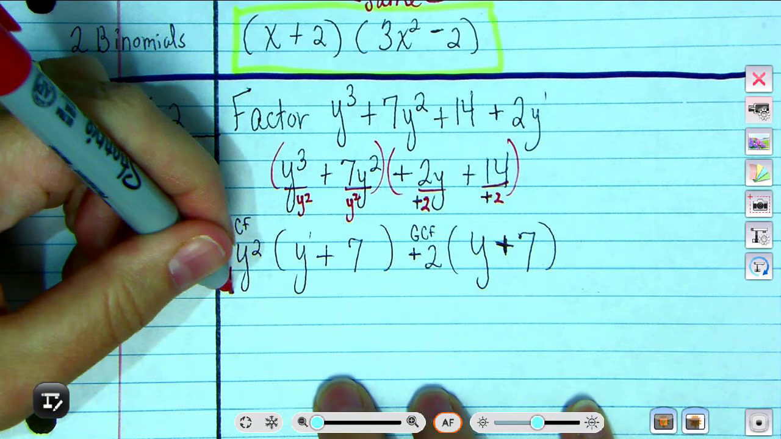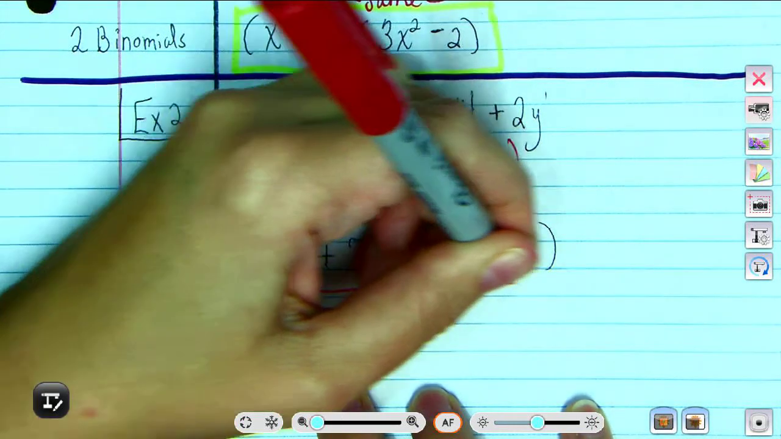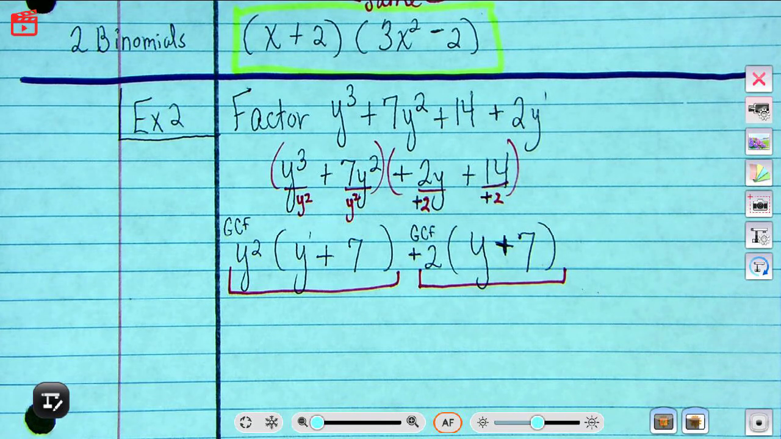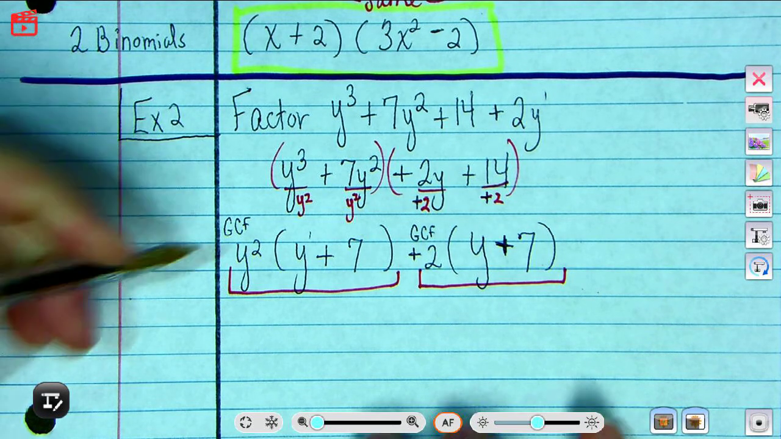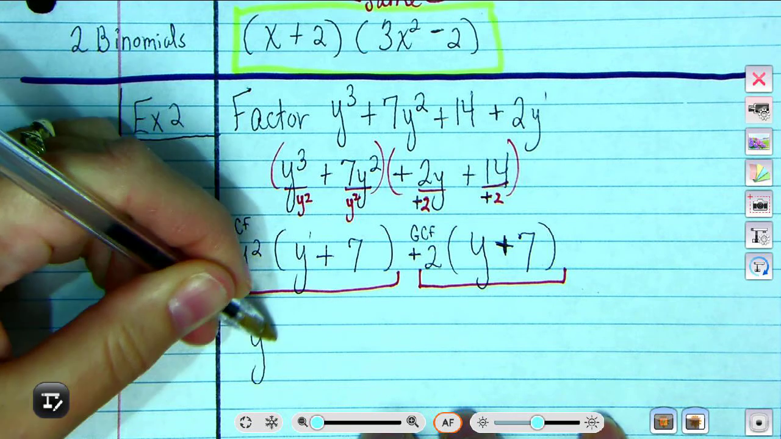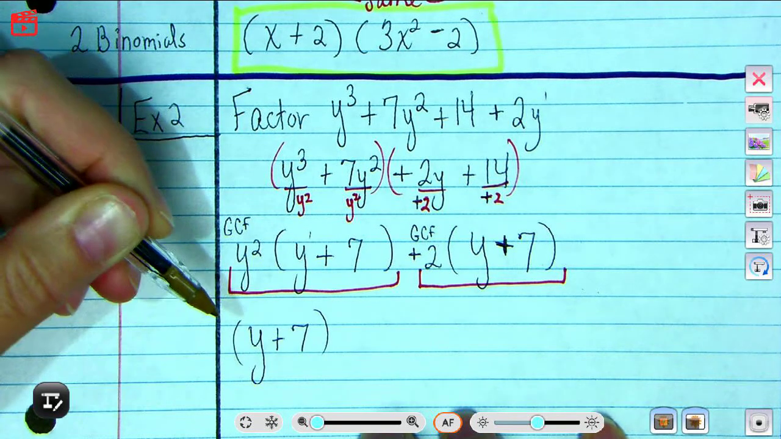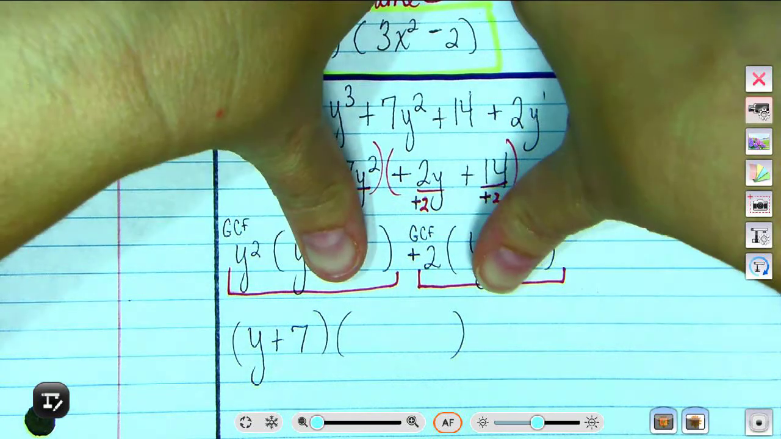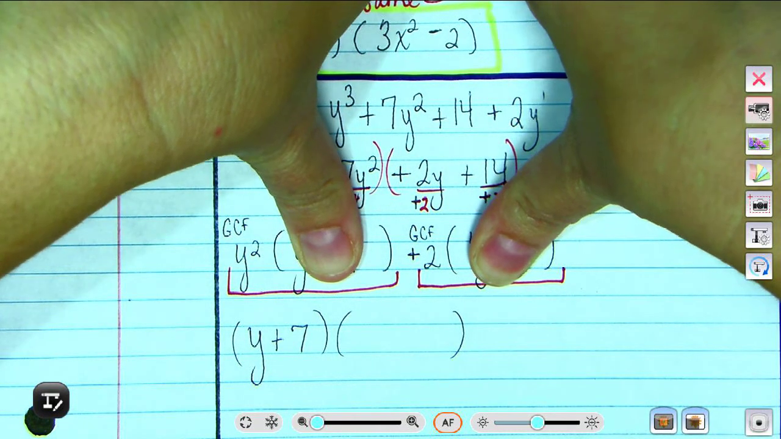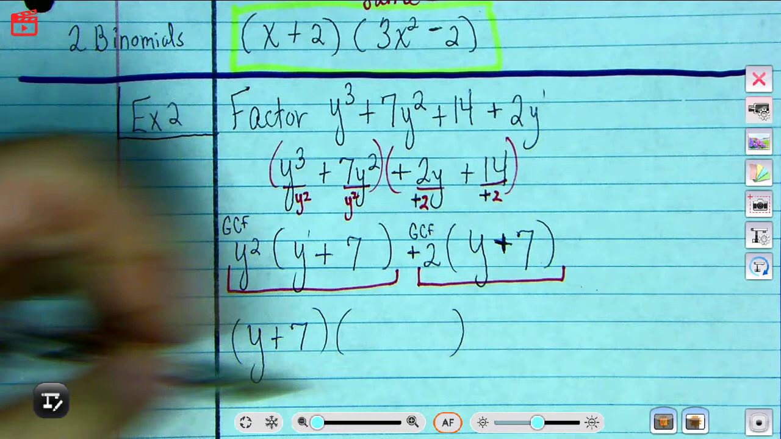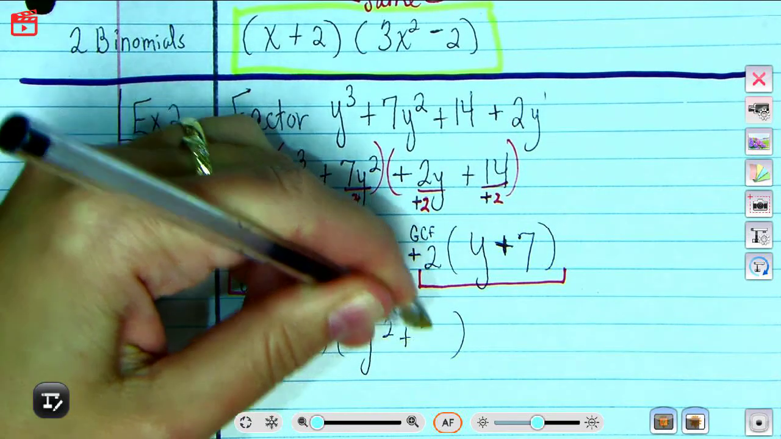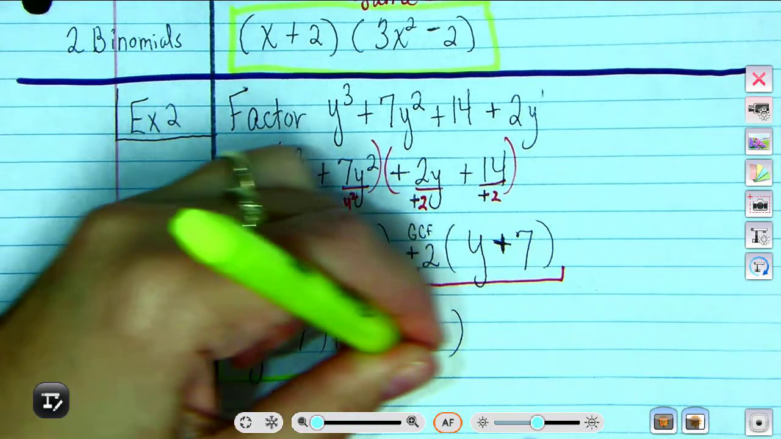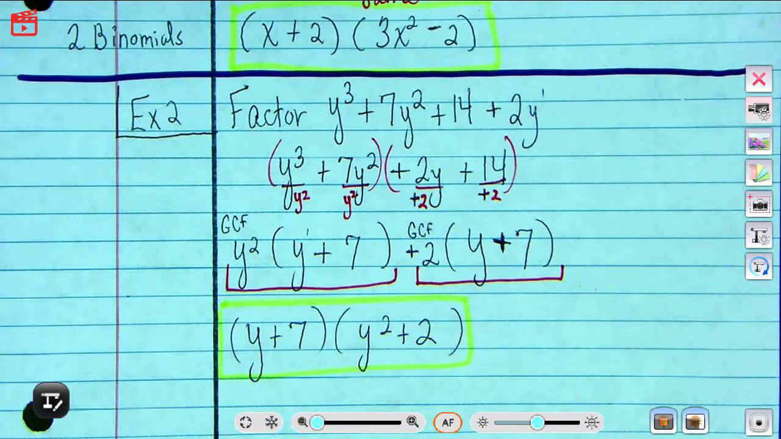So now, looking at these two, they have the same thing in parentheses, y plus 7. All right, so we factor out what they have in common, which is y plus 7, and then we put the remaining terms in parentheses here. So if I take out the y plus 7, I am left with y squared plus 2. And that is the result of factoring the original polynomial. y plus 7 times y squared plus 2.